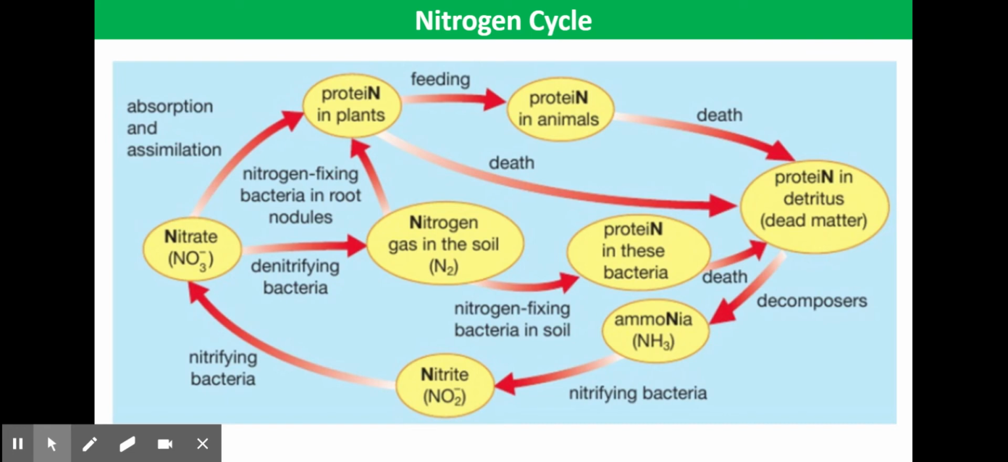So nitrogen gas in the atmosphere can be fixed into ammonium, NH4+, by either lightning or nitrogen-fixing bacteria. Nitrates in animal and plant proteins can be decomposed by bacteria into ammonia, NH3, and also urea and feces from digestion. And these can then be decomposed into ammonia, NH3. Ammonia, NH3, can be converted into nitrates by nitrifying bacteria. And nitrates can be converted back into N2 gas, nitrogen gas in the atmosphere, by denitrifying bacteria.